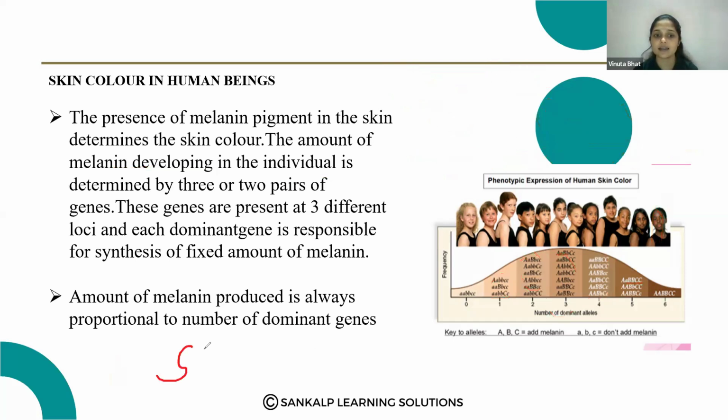So here the skin color is controlled by three genes. Just assume AA, BB and CC in the diploid organism. This is a very good example for polygenic inheritance.